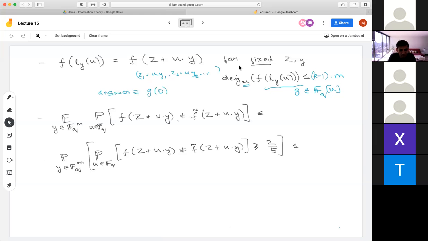And now it's just a little bit of probabilistic bookkeeping. If I look at a random y and I look at a random line L_y, then what is the fraction of points along this random line that are corrupted? The observation is that this is just a random point.